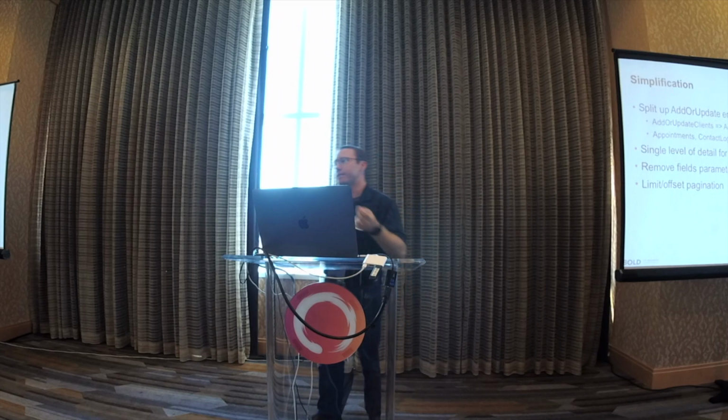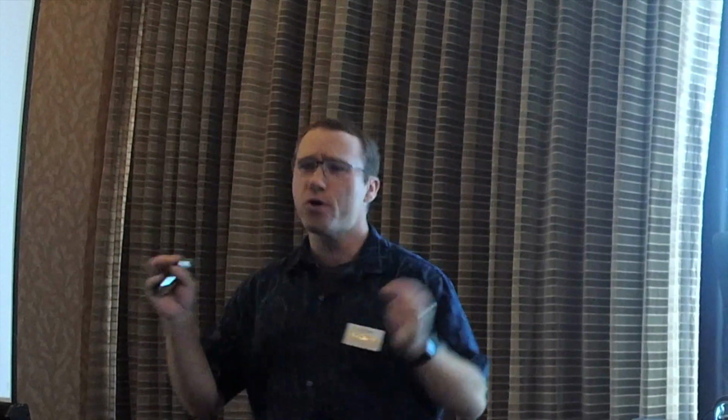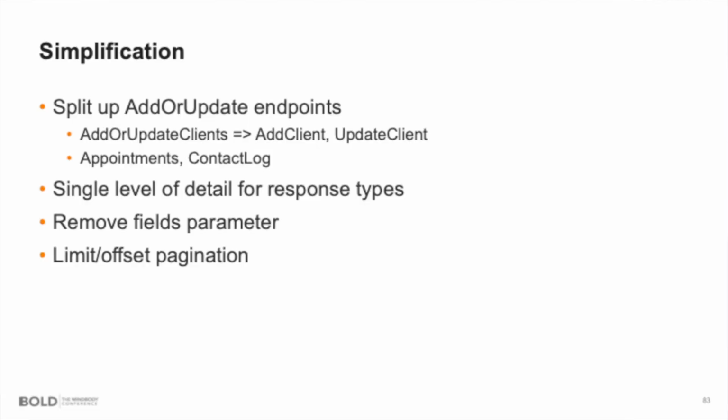And then we're also going to clean up our pagination. Currently, you pass in a page number and page index. We're going to change that around to limit offset. That way you can tell us how many results you want back, but also where in the result set you want to start. And so that will let you more granularly paginate. All right, so those are some simplification things that we're doing.